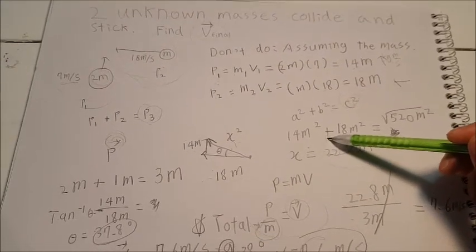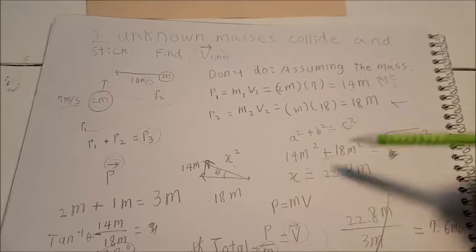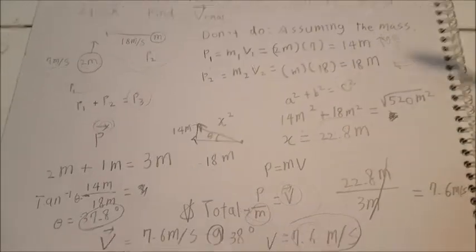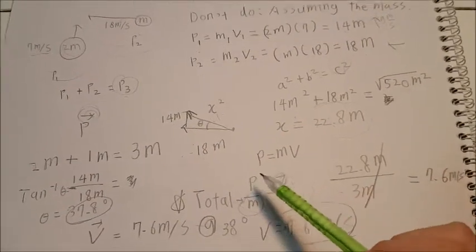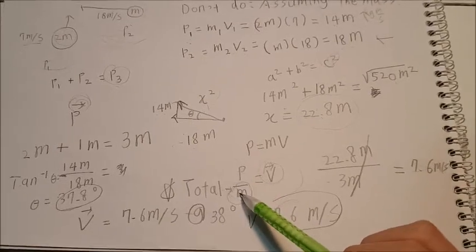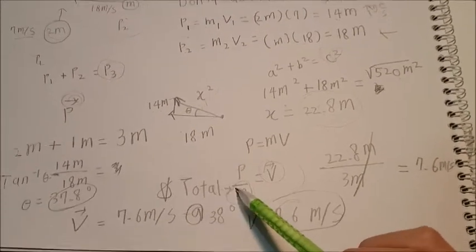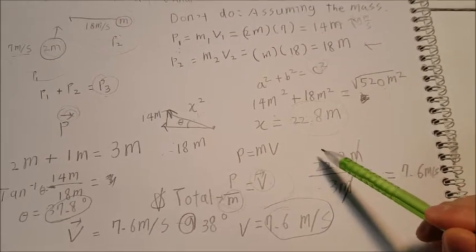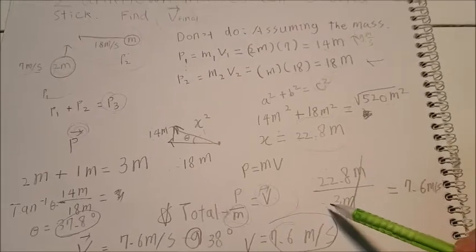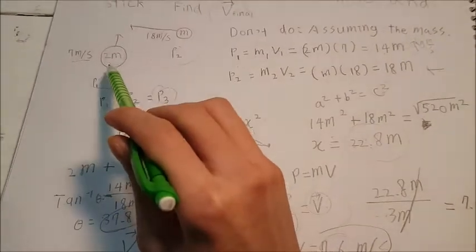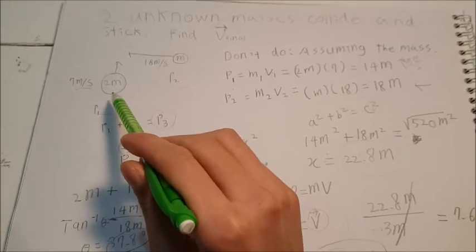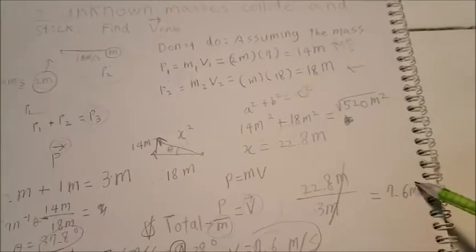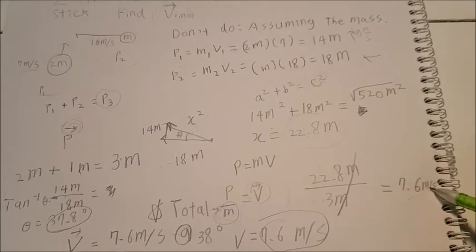Now, we have the final momentum, right? But the question is asking for final velocity. So in order to get velocity, you have to divide momentum by the total mass. Remember, it's the total mass. So we divide the momentum, which is 22.8, by the total mass, which would be 3m, because we have a mass of 2m, and there's another 1m, so 2m plus 1m equals 3m. You get 7.6 meters per second.